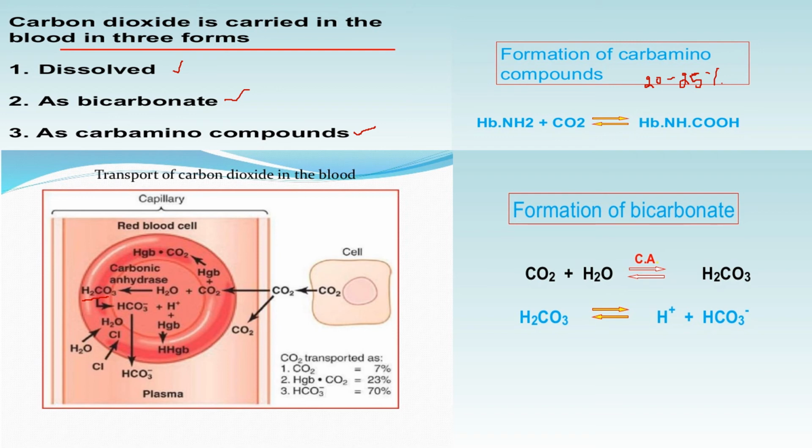The carbon dioxide forms carbaminohemoglobin, and this is formed when the partial pressure of oxygen is less and carbon dioxide is more, and when the pH is less, or H plus ion concentration is more. Most of the carbon dioxide is transported in the form of bicarbonates, approximately 70% of carbon dioxide.